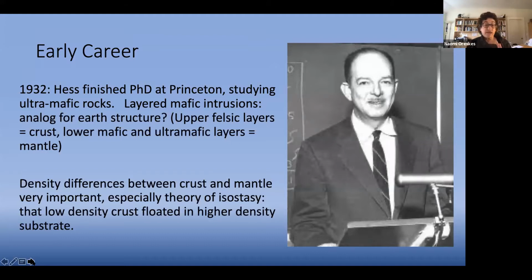Now, one of the things that we saw in these layered mafic intrusions was that there were big density differences between the upper portions and the lower portions, between the felsic and the mafic rocks. And that, therefore, was probably or possibly true of the crust and mantle as well. And this was related to the theory of isostasy, the idea that low density crust was floating in a higher density substrate.